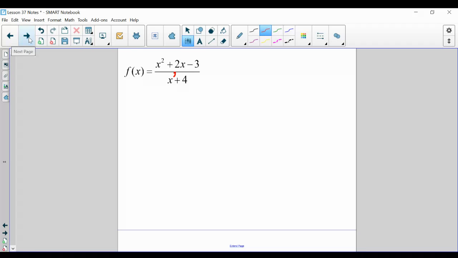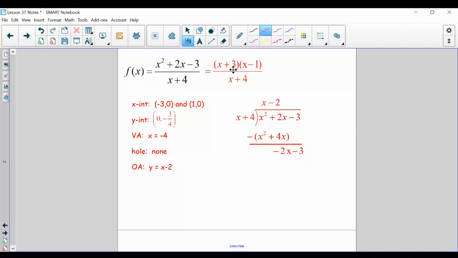All right. So there's the factoring. X-intercepts, 2 of them at -3 and at +1. Y-intercept, when you plug in zero for your x's here, you'll have -3/4. So (0, -3/4). This does not match with anything at the top, so it's a vertical asymptote at x equals -4. Nothing matches top to bottom, so no holes. And if you do your long division, you will end up with x minus 2. So your oblique asymptote would be y equals x minus 2.